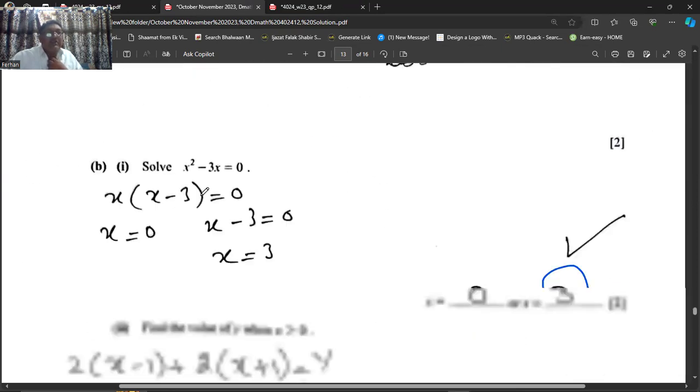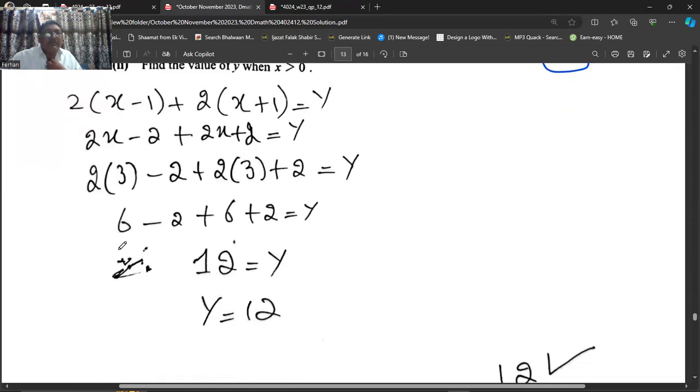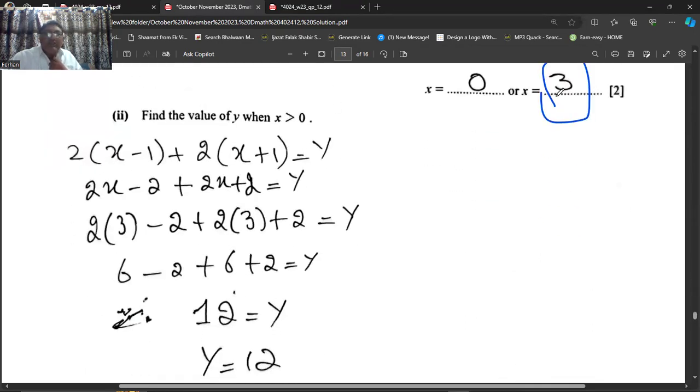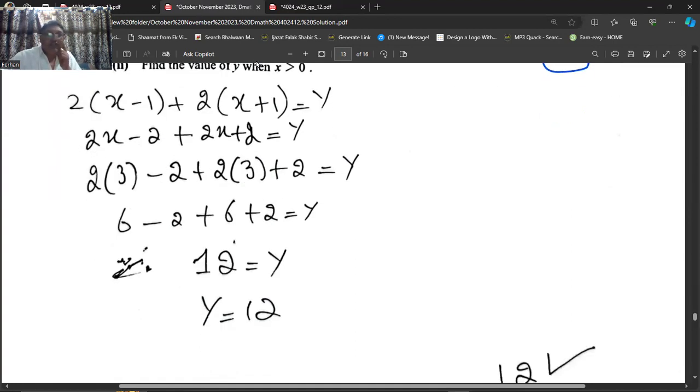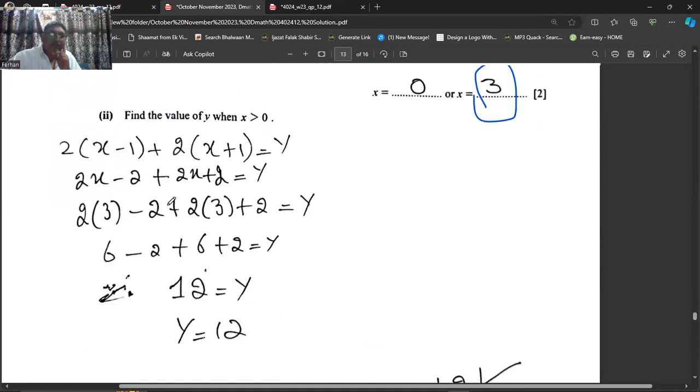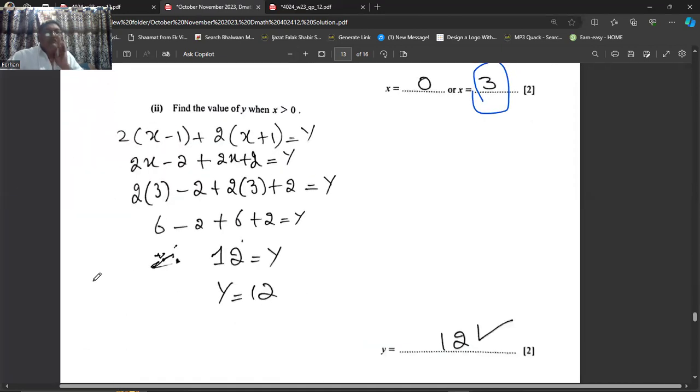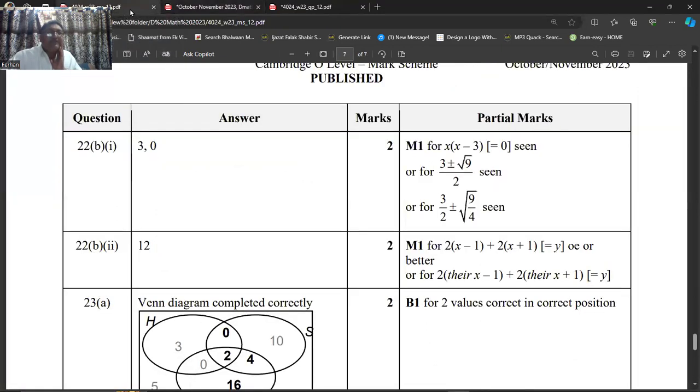So I will take this equation and write it here, and in the place of x I will put the value which is more than 0, that is 3. So you will have 2x minus 2 plus 2x plus 2 equals y. In the place of x I will put 3. So 6 minus 2 plus 6 plus 2, and you will have 12 equals y. So y is equal to 12. So our answer is right.